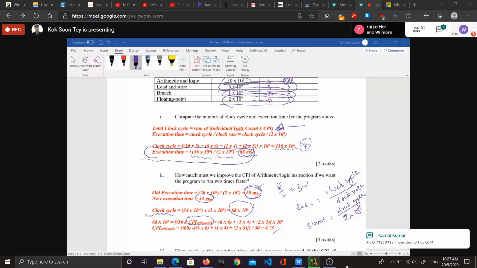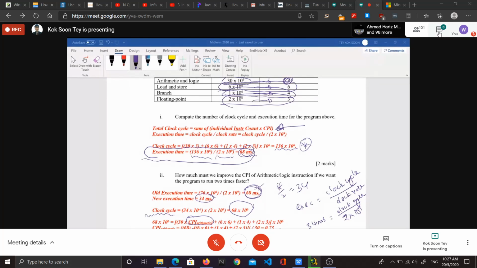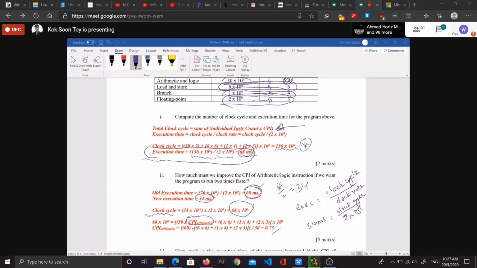Any questions? If you want to round up, it should also be 0.73. Yeah, 0.73. If you round it up, it should make it 0.73, not 0.74.